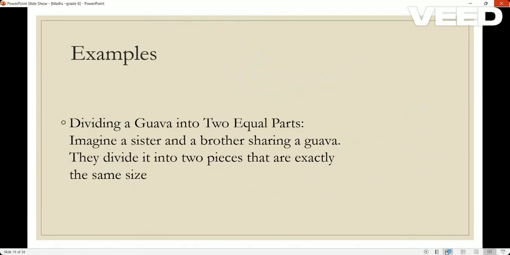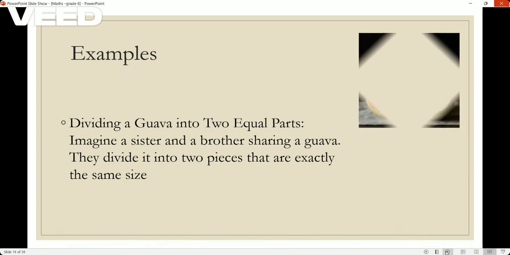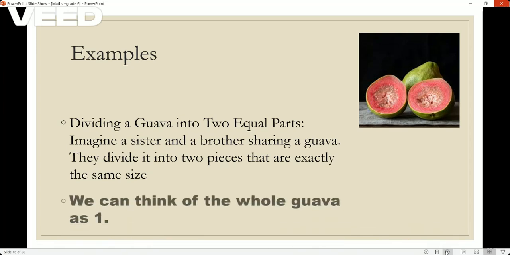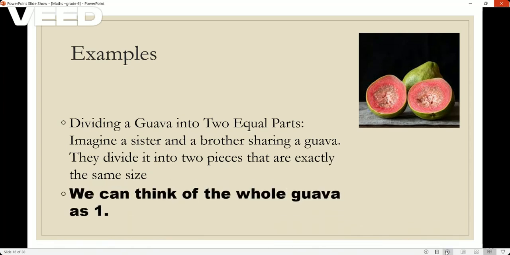Now think you are dividing a guava into two equal parts. Imagine a sister and a brother sharing a guava. They divide it into two pieces that are exactly the same size. See, in this picture, the sister and brother are dividing it into equal parts like that in the picture. It should be the same size. We can think of the whole guava as one. The one guava, we are dividing it into two parts.